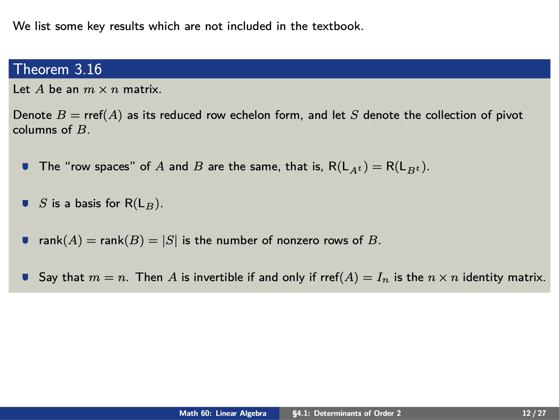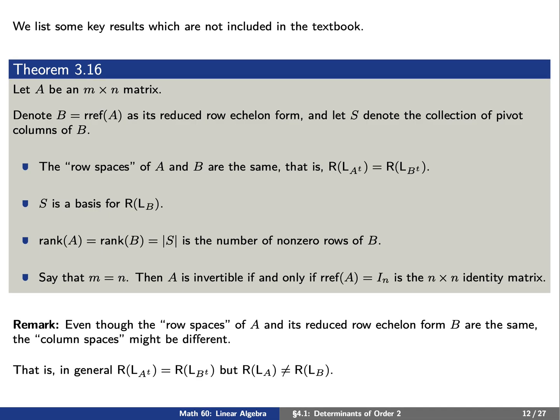And finally, let's say that m equals n. Then A is invertible if and only if its reduced row echelon form is the n by n identity matrix. As a warning, even though this statement says that the row spaces of A and its reduced row echelon form B are the same, this is not true for the column spaces. We'll come back and discuss an example of this later.